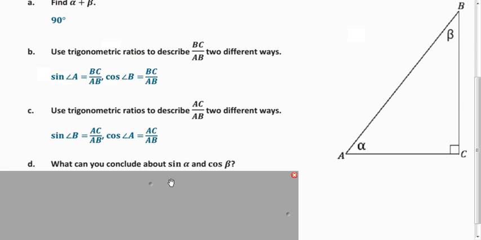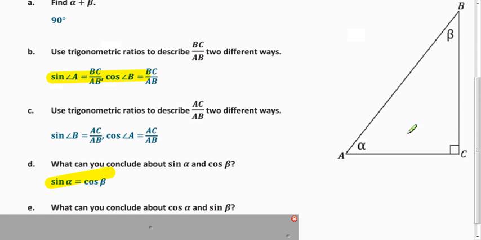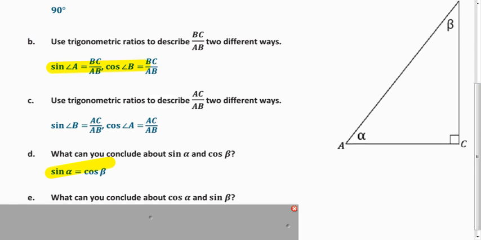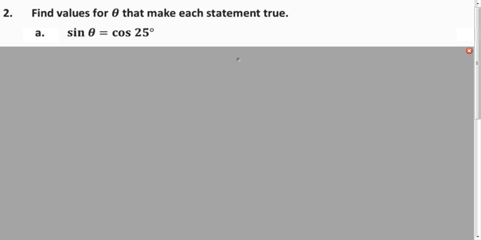So what can we say about the sine of alpha and the cosine of beta? They are equal. That's based on what we did before and on this part B. Same idea. And part E, what about cosine of alpha and sine of beta? Like part C, those must be equal. So see if you can solve each part here on your own, and then I'll show you my solution.